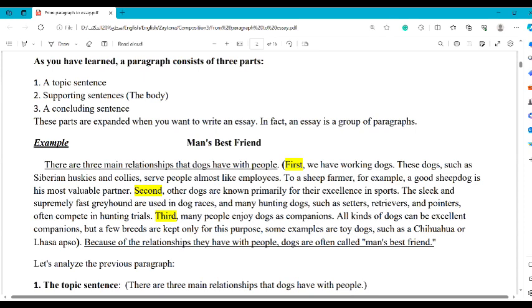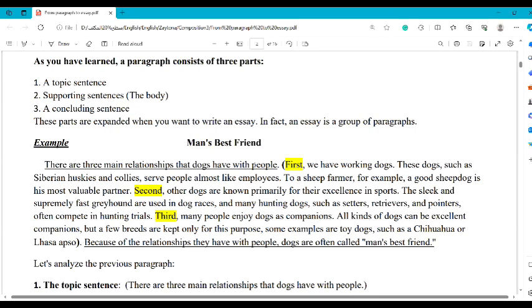These are names of toy dogs. Okay? So here we finished the relationships of the dogs with people. So we have first, working dogs. Second, running dogs, or dogs that are used in races. Third, dogs as companions, okay? And all of these relationships support the topic sentence, okay?